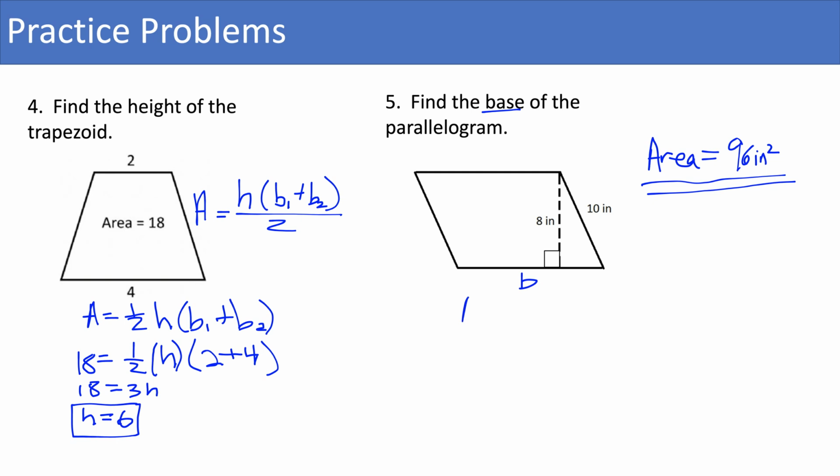So your base is here. So your formula is area equals base times height. I know the area is 96. So write the formula first and then substitute in what you have. So you're going to divide, right? By 8 on both sides. Ooh. Therefore, the base is 12 inches. Okay. And there you are.